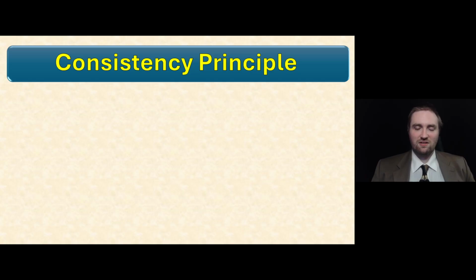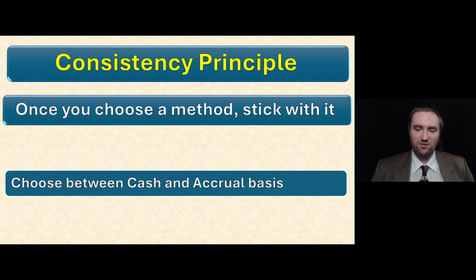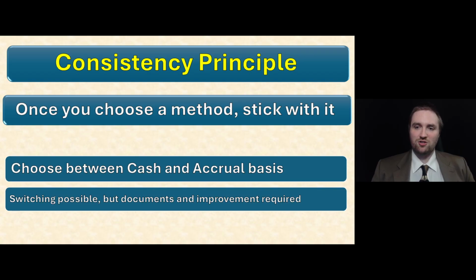Principle number 6, the consistency principle. The consistency principle states that once you start using an accounting method, you need to stick with that method. It's acceptable to switch methods only when that switch is both well documented and would improve your financial statements. I mentioned cash basis accounting near the beginning of the video. The consistency principle states that if you use cash basis accounting, you need to record everything under cash basis.